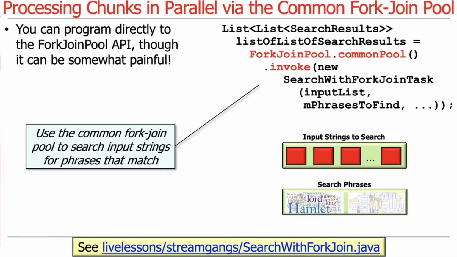And if you really, really want to see how to program with ForkJoin pool, there's a cool example here that shows how to do it using the complete works of Shakespeare, of course.